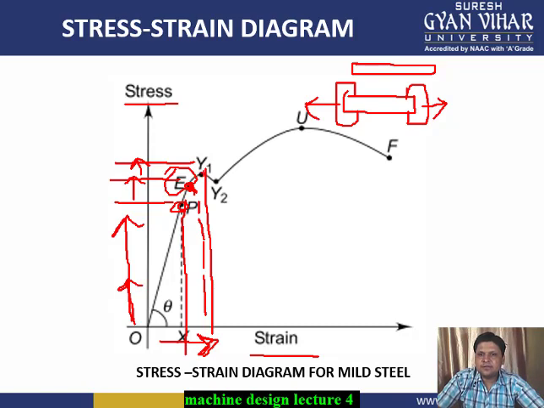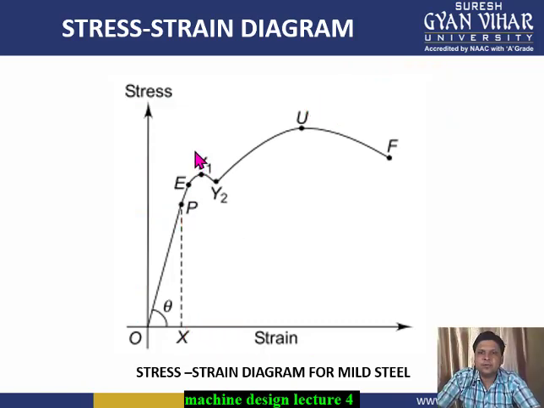After this Y1, a situation will come where the stress applied has been decreased, but still you are getting some value of strain. So here the curve dips in this way, and you get 2 points here. One is the upper yield point, and the second is the lower yield point.